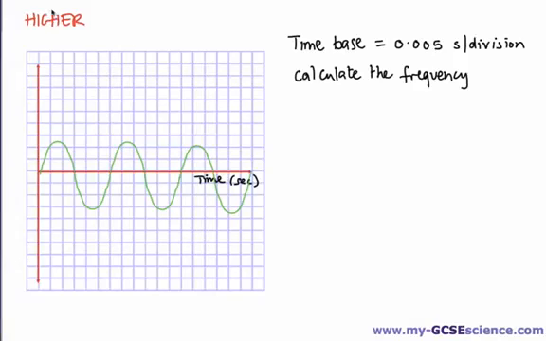Now for the last one, might be worth having a go yourself. It says the time base is 0.005 seconds per division. Calculate the frequency. So you might want to pause here, have a look at seeing if you can work that out, and in a moment I'll go through the answer, so you can have a go now.